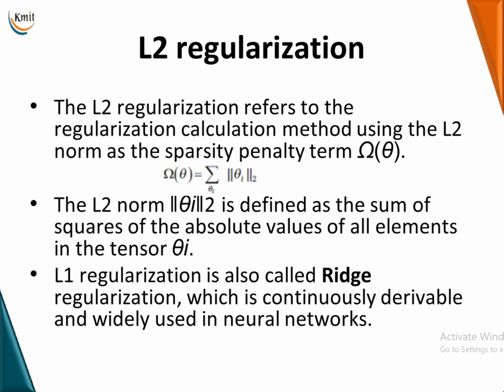In this you can see that here you have the absolute value of theta i squared. So this is nothing but the sum of squares of absolute values of all the elements. Okay, so you can see how the difference is in the regularization. Again, because it is the sum of squares of all the absolute values, you have got something in your hand which is non-zero, so it is continuously differentiable, and it is also widely used inside neural networks, correct?